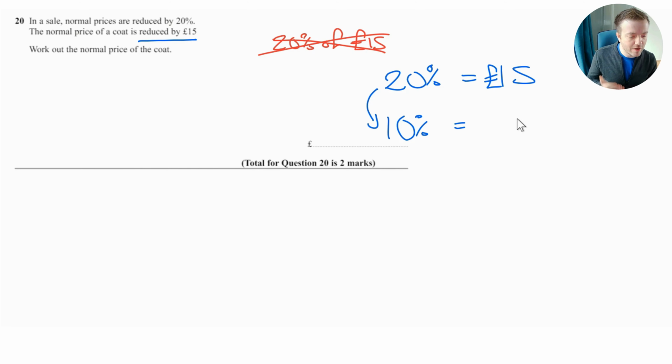But it's not in a traditional sense. Right, okay, stop rambling, James. Right, okay, so 20% divided by 2 is 10%. So we have to do 15 divided by 2.